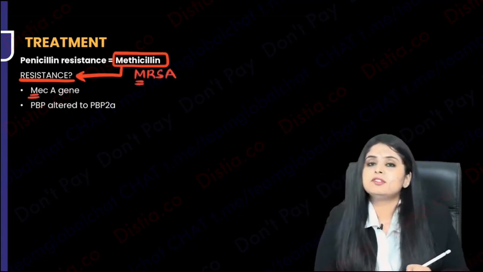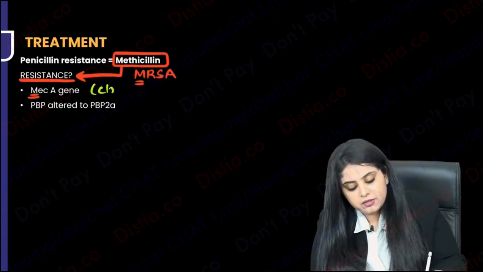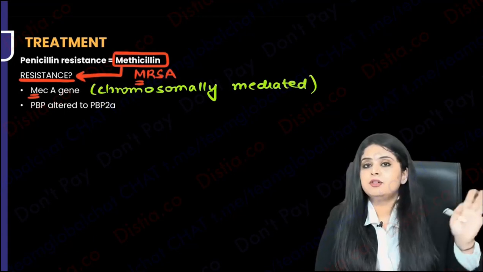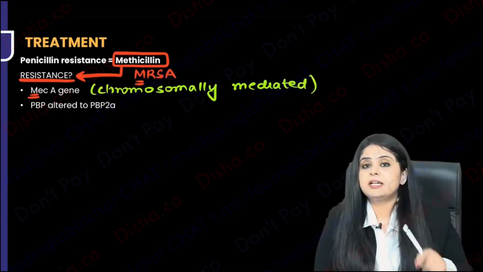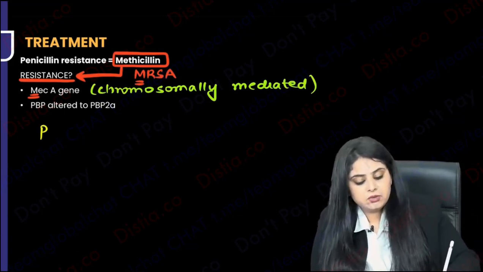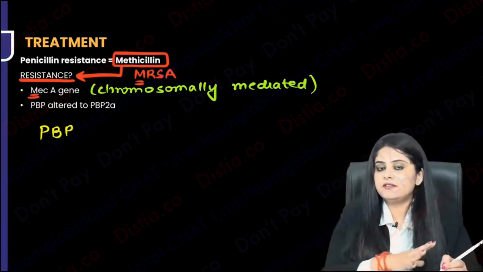How did it become resistant to methicillin? That is by the MEC-A gene, and this is going to be chromosomally mediated. This is chromosomally mediated. That is why I told you that pichla wala was blah blah blah, because you know that is plasmid mediated. This becomes chromosomally mediated. And hota kya hai? Did I tell you that all of these have to bind to a penicillin binding site? Penicillin aayega, it will bind here. Methicillin aayega, it will bind here.